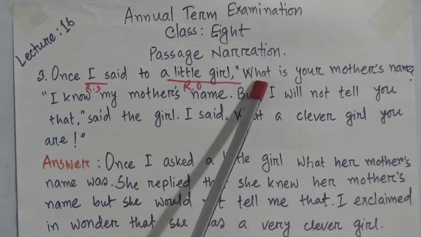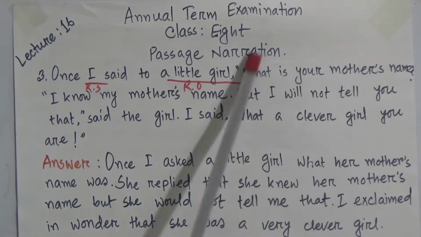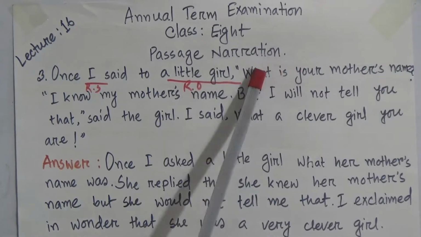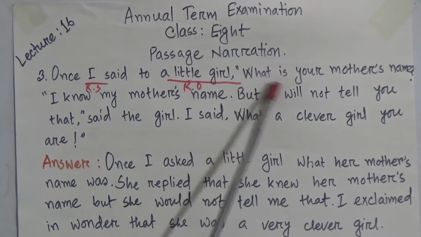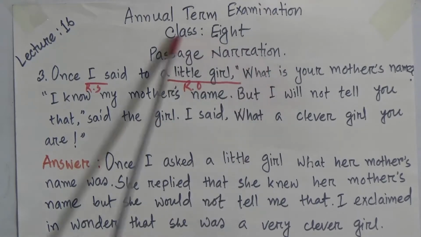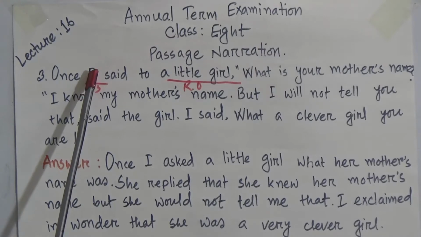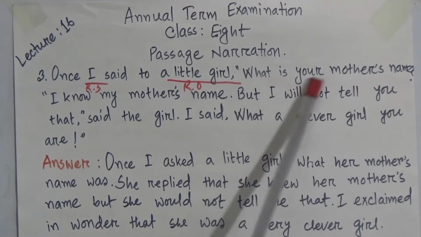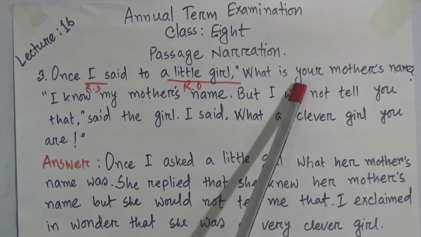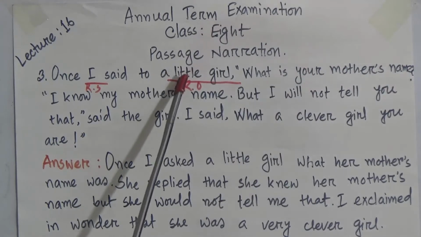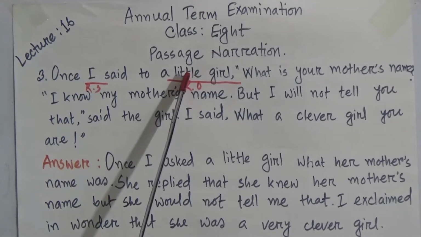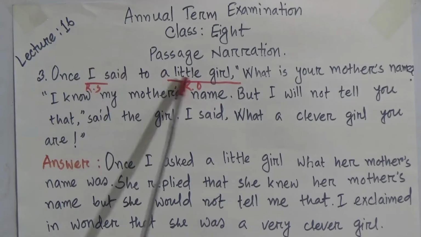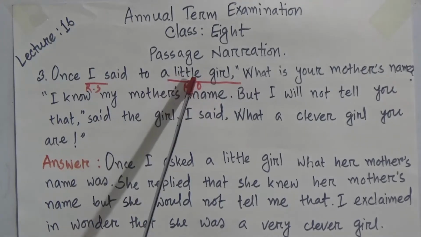In this speech, if you find any first person, that means I or we, that would be changed according to the subject of the reporting verb. And if you find any second person, that means you, it would be changed according to the object of the reporting verb, meaning the object's pronoun form.